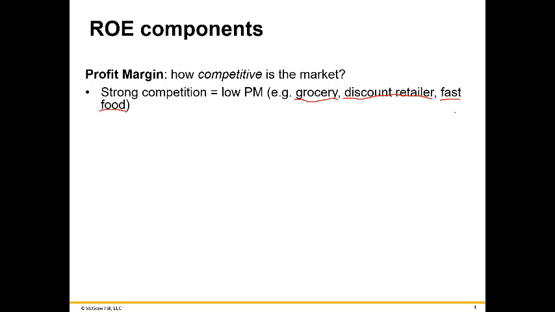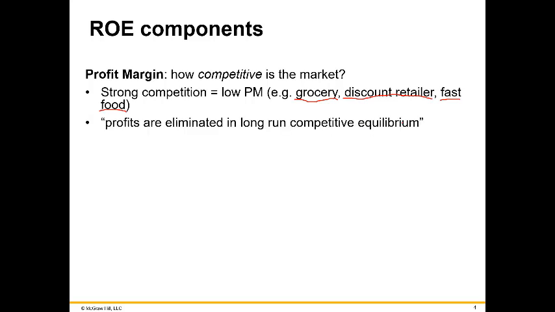I don't care how good the food is or how nice the service is. It's competitive, right? Where can you get groceries? Meijer, Walmart, Kroger, Safeway, Dollar General, Aldi, right? Where can you go for a good hamburger and fries? McDonald's, Wendy's, Burger King, Culver's, et cetera, et cetera. So tons of competition driving profit margins down.